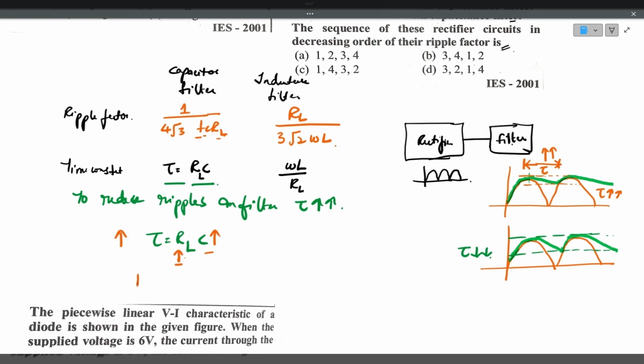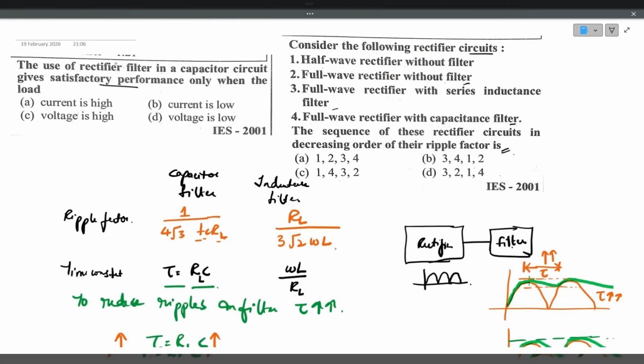So when you increase RL, the current flowing through the filter circuit will be low. So current is obviously low. So capacitor filters are used for low current loads. This is the answer. Capacitor filters are basically used for low current loads. So the answer for the first question is: the use of a rectifier filter in a capacitor circuit gives satisfactory performance only when current is low. The answer is option B.